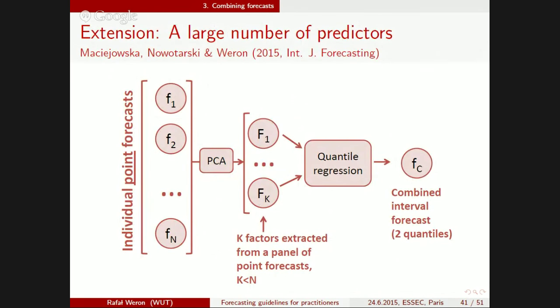Okay, an extension: if you have a large number of predictors, not 6 or 8 like we had before, but let's say 50, it may not be optimal to run quantile regression on all those 50 predictors. It might make sense to use some kind of dimension reduction technique, like principal components, to extract the factors, the most important dependencies there, and then combine the factors, not the individual forecasts, but the factors estimated from these predictions, again using quantile regression to obtain the interval forecast.